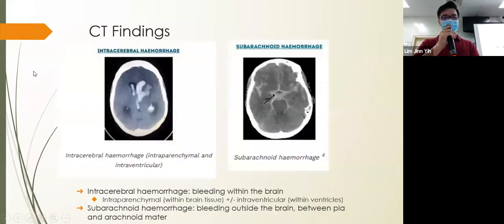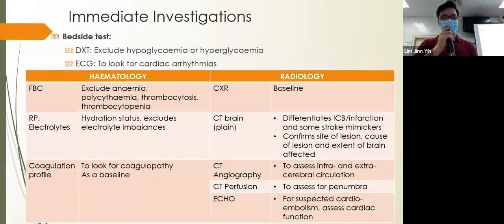So your basic blood investigation, FBC, we want to know if there's any anemia, thrombocytopenia. Again, low platelet count is also contraindicated, platelet less than 100K. RP electrolyte, hydration and electrolyte imbalance. Coagulation profile, first for a baseline, and if the INR is too high, more than 1.7, it's also contraindicated. So move on to radiology, your chest X-ray, your CT brain. If there is no ICB, there's no bleeding, you should move on to CT angio and CT perfusion.